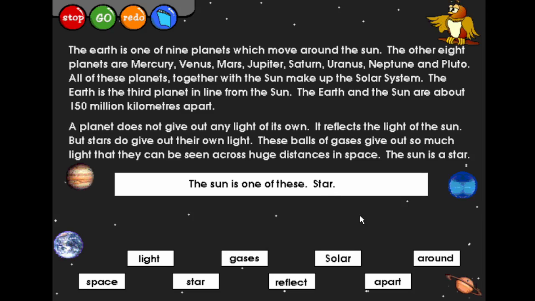The Sun is one of these. Star. Type the word which best completes the sentence. Planets reflect the light of the Sun. Type the word which best completes the sentence. The planets move around the Sun in space. Type the word which best completes the sentence. The planets and the Sun make up the solar system. You are very good at this.